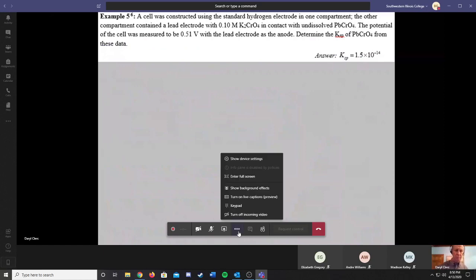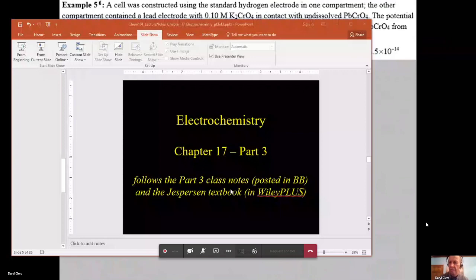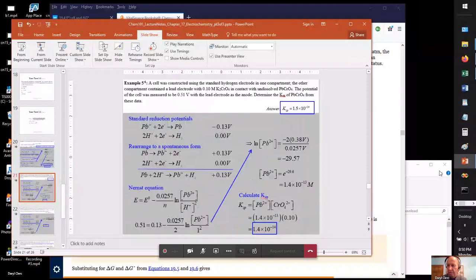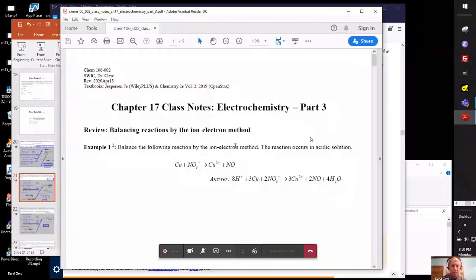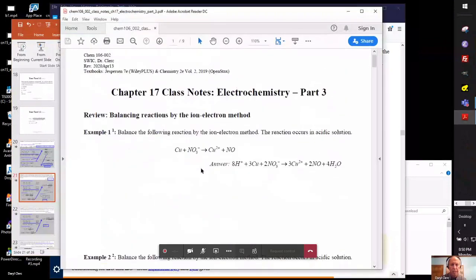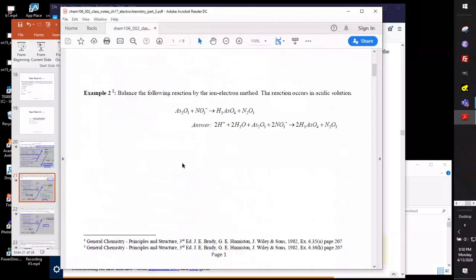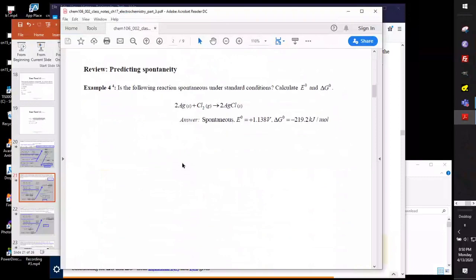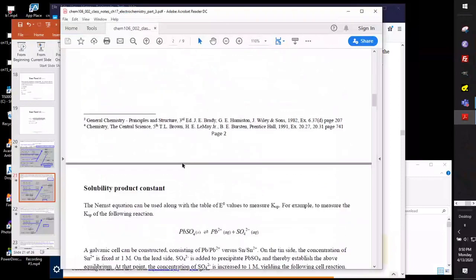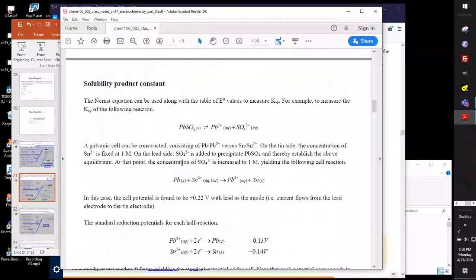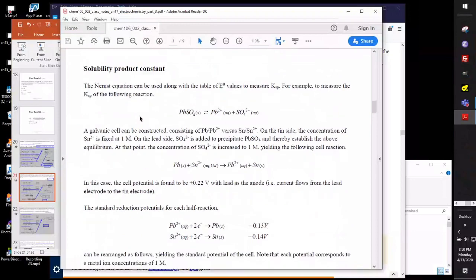See, this example comes a little later, so let's go back to see these notes. See, this is what's on Blackboard, Chapter 17, Part 3. We've looked at example 1, 2, 3, and 4. Okay, so let's look a little further here where we talk about the solubility product constant.